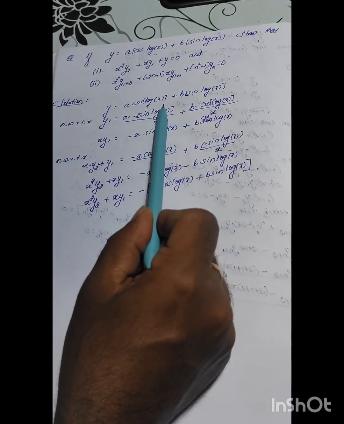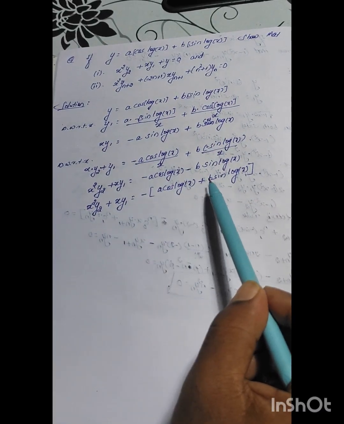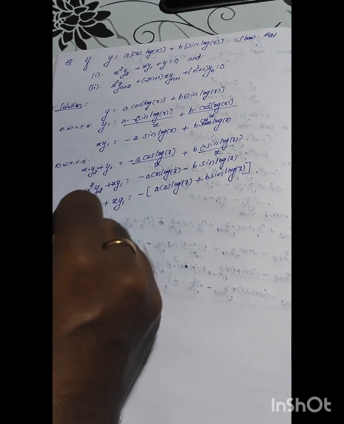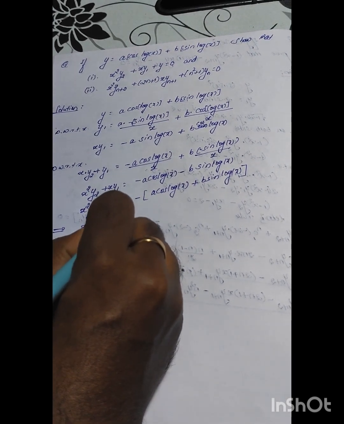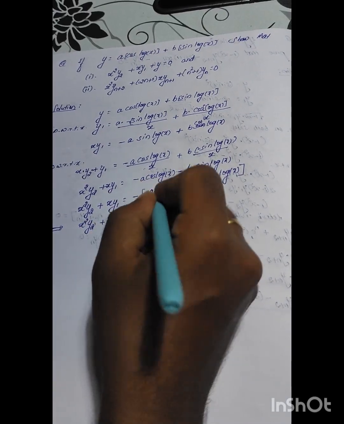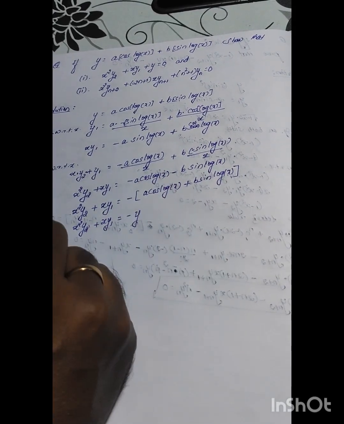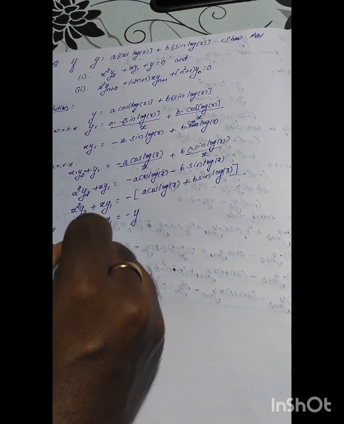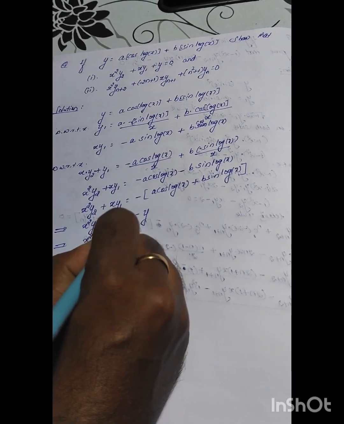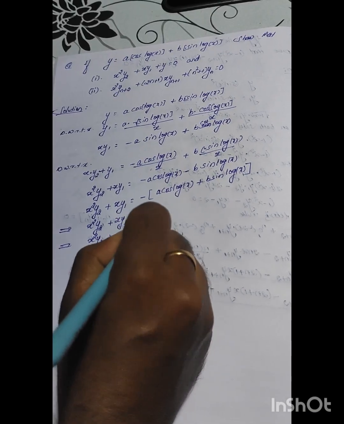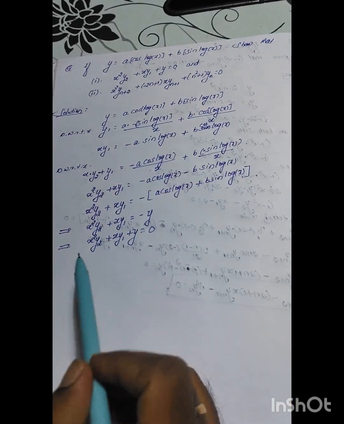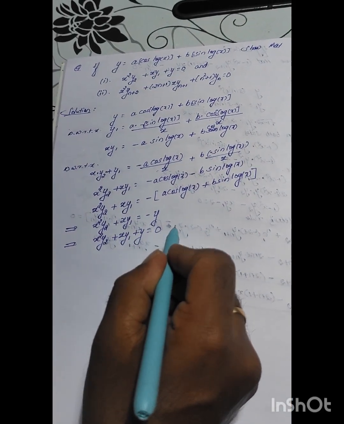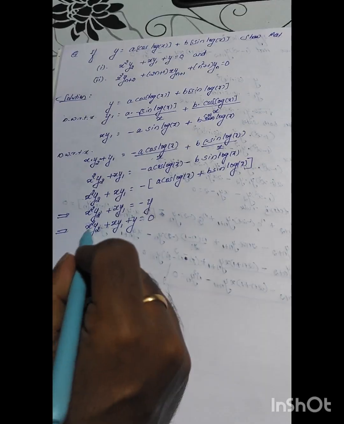Observe the given function. The given function y is nothing but a cos log x plus b sin log x. So a cos log x plus b sin log x can be written as y. So this implies x square y2 plus xy1 will be equal to minus y, which implies x square y2 plus xy1 plus y will be equal to 0. So first part of our answer is covered, that is x square y2 plus xy1 plus y equal to 0. So we have finished showing the first part.